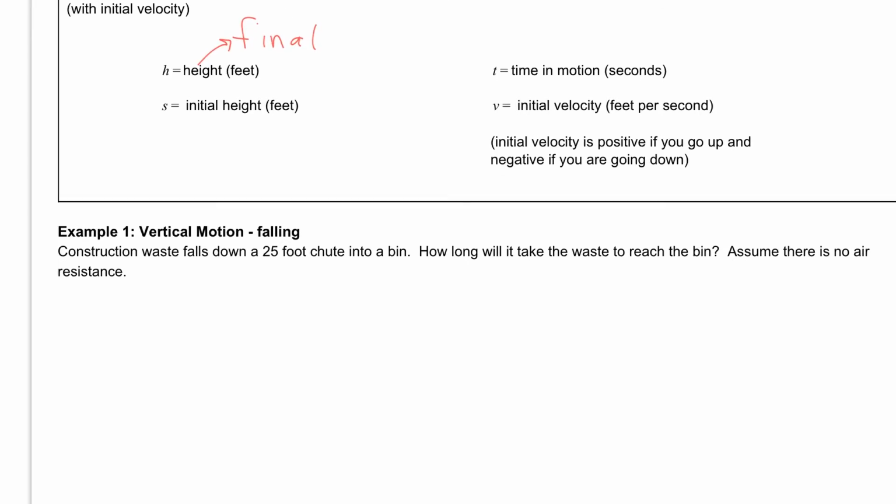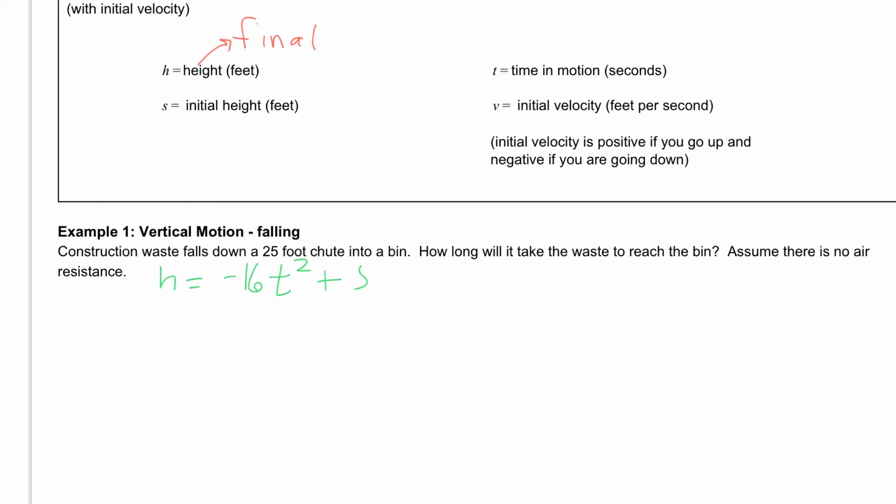Now let's take a look at example 1. Example 1 says construction waste falls down a 25-foot chute into a bin. How long will it take the waste to reach the bin? Assume there is no air resistance. So right now we are falling. So we are going to use the equation from above that h equals negative 16 t squared plus s.